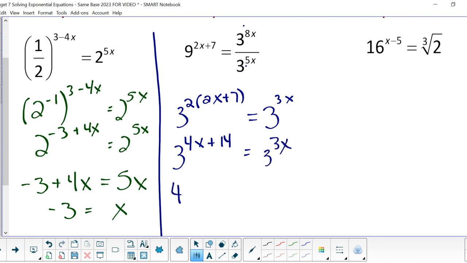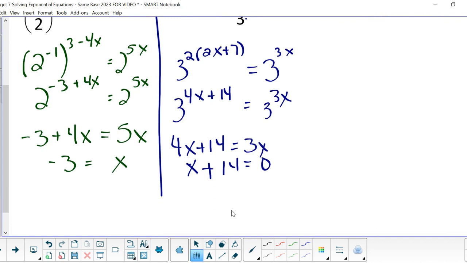So again, the powers are equal. Subtract 3x, you get x plus 14 equals 0. Subtract 14, and we get x equals -14.